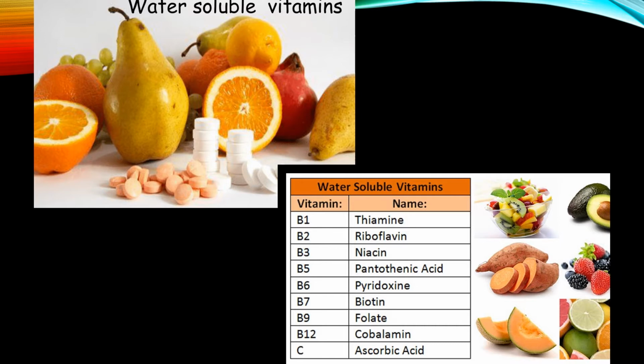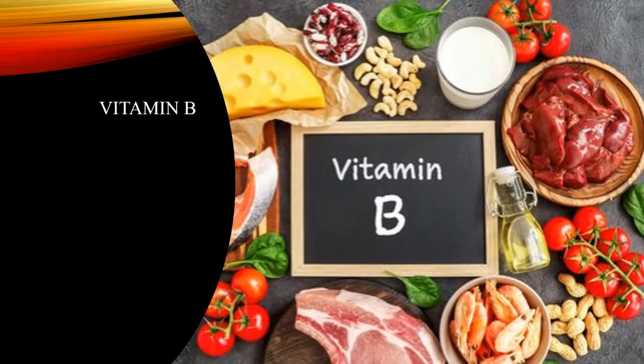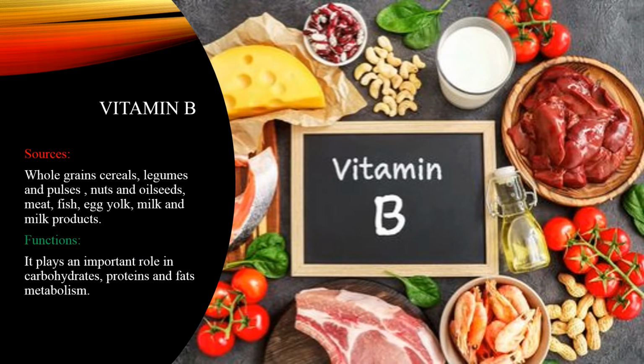Now, in the table below, you can see the names of various types of vitamin B. Vitamin C is called ascorbic acid. So let us now see the sources and functions of water-soluble vitamins. Vitamin B. Whole grain cereals, legumes and pulses, nuts and oil seeds, milk and milk products are some of the sources of vitamin B. Now what are the functions of vitamin B?